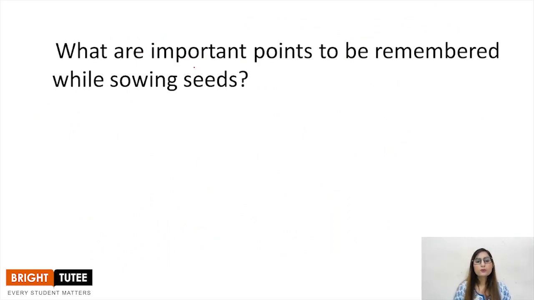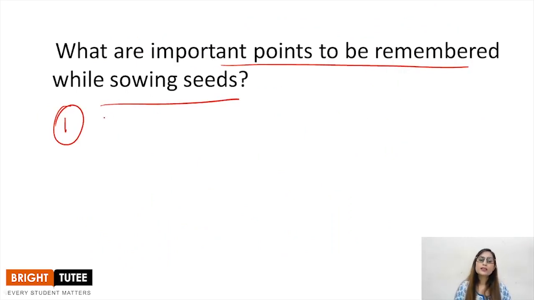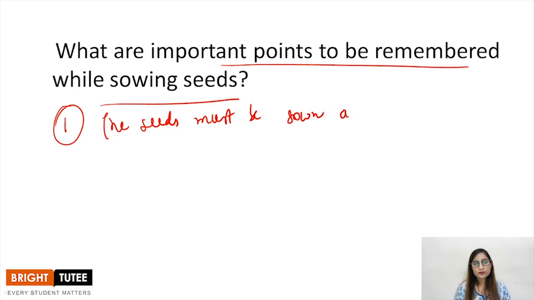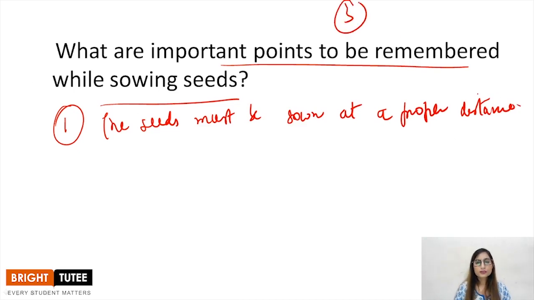Next question, what are the important points to be remembered while sowing seeds? First point is, the seeds must be sown at a proper distance. Students, this again is a 3-mark question. If this is a 3-mark question, you will give the full detail. You will explain in detail what the advantages of growing seeds at proper distance are.